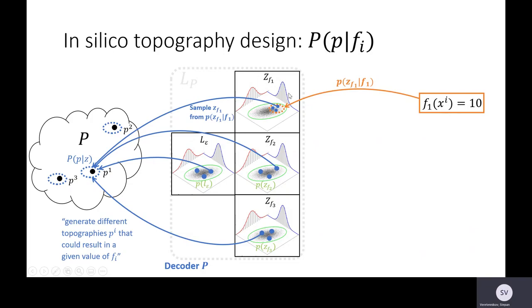So we take some point here, some point here, some point here, and some point again from the L epsilon distribution. And as a result, again, we get some small distribution of topographies corresponding to this value of feature Fi in the space P. And by sampling many times different points from ZF1, ZF2, ZF3, and L epsilon, we get different small distributions, and as a result, we can make a collection of topographies that could result, according to our model, in a value Fi.